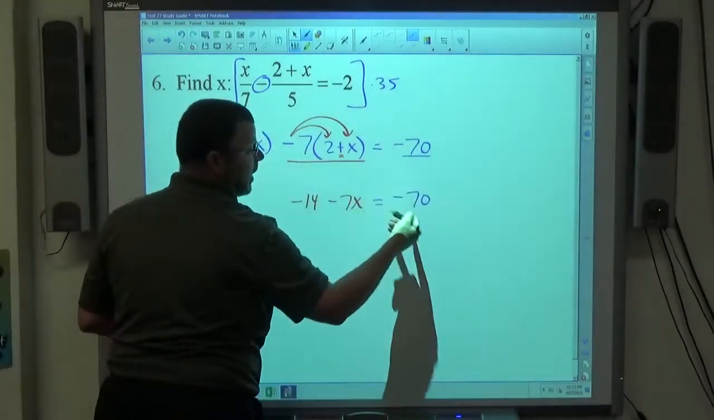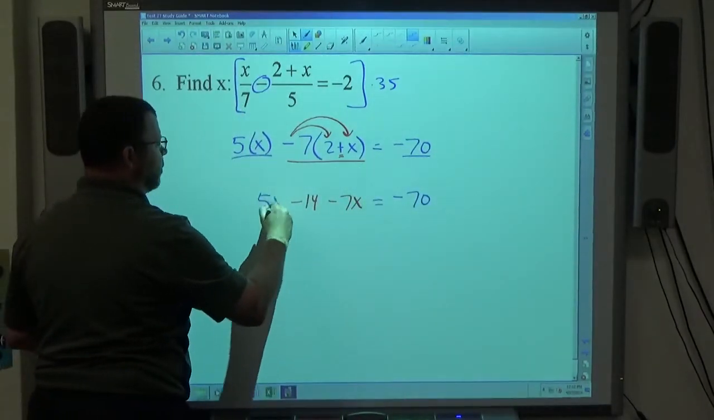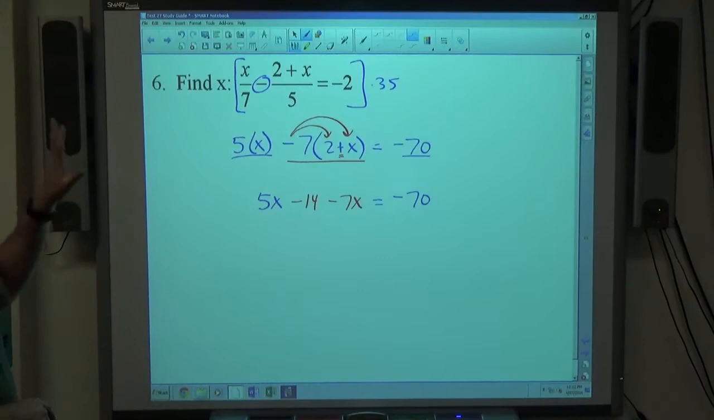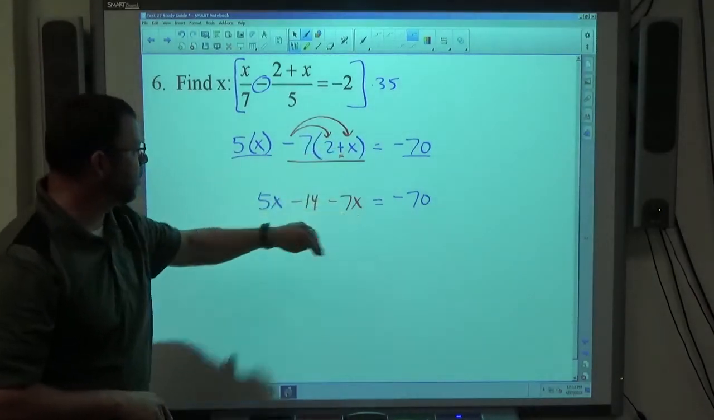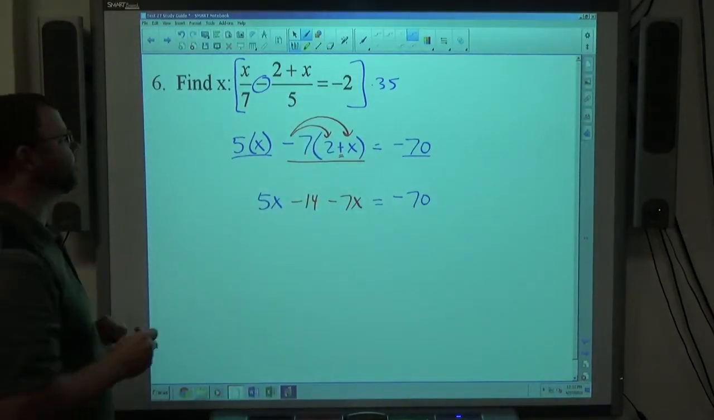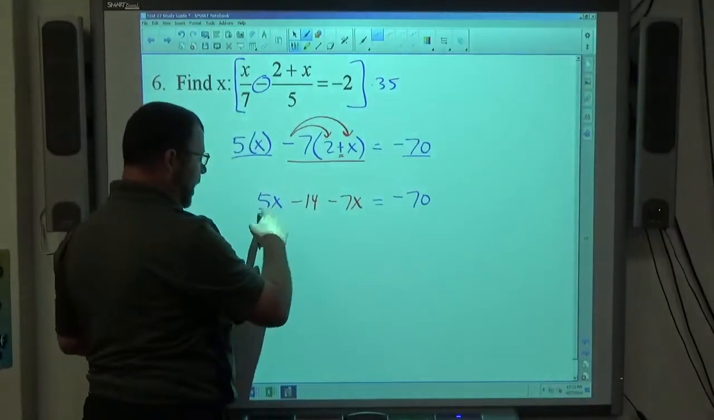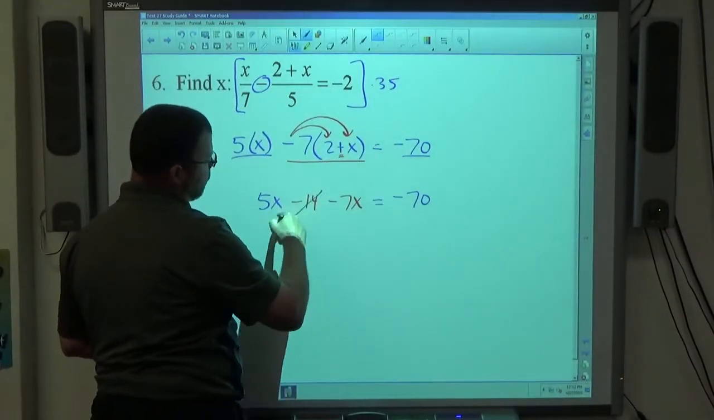This guy is just negative 70, and this guy is just 5x. So those two things aren't very difficult, but that red object in the middle there, that's where people tend to mess up on these problems. Be very careful. What's left now is I got x's on the left. I also got a minus 14. I'm going to move it to the right.